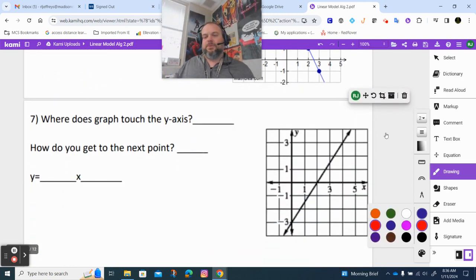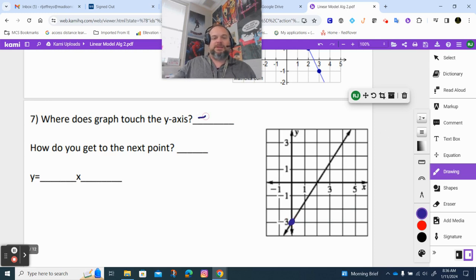Okay, so number 7. Where does it touch the y-axis? Yeah, negative 3. So that's our K value. Now, our A value is not as easy to see.